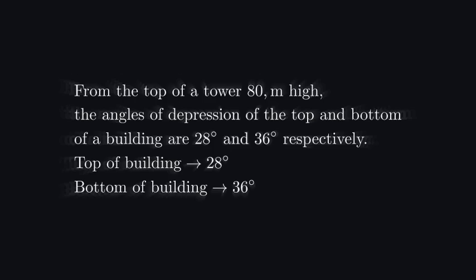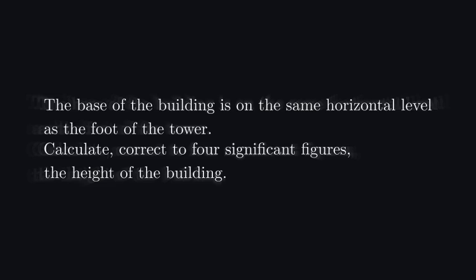From the top of a tower, 80 m high, the angles of depression of the top and bottom of a building are 28 degrees and 36 degrees, respectively. The word respectively means the angle of depression to the top of the building is 28 degrees, and the angle of depression to the bottom of the building is 36 degrees. The base of the building is on the same horizontal level as the foot of the tower. We are asked to calculate the height of the building, correct to 4 significant figures.